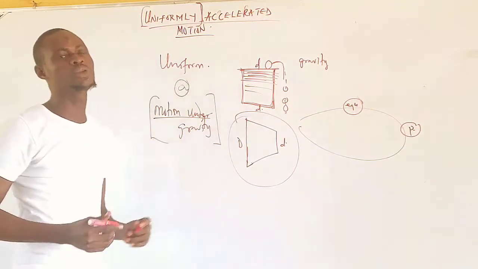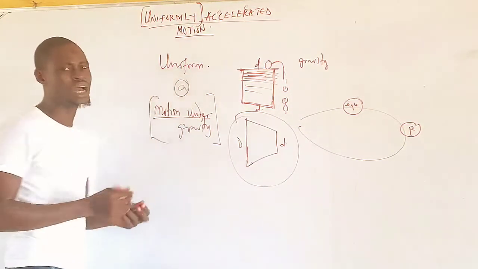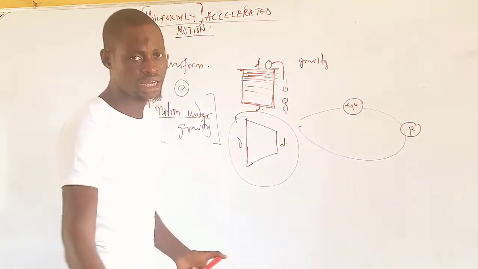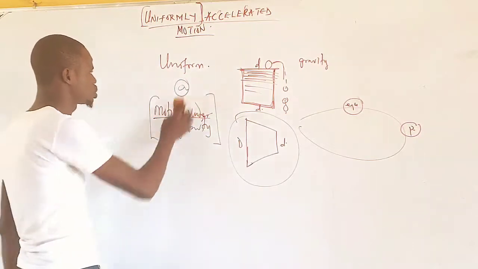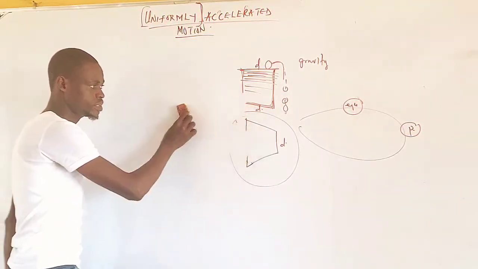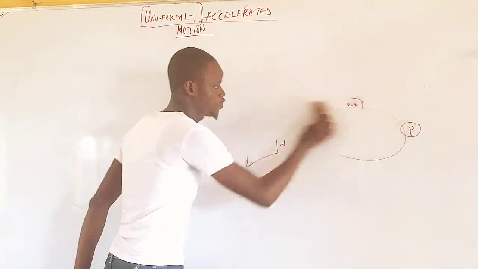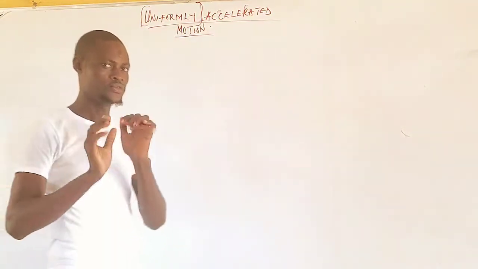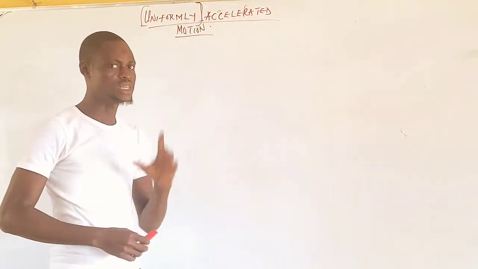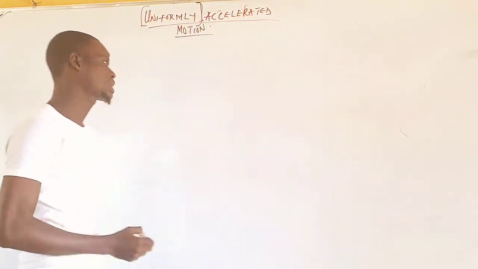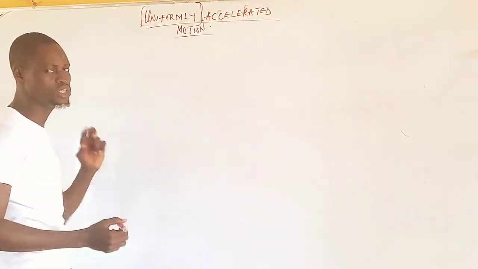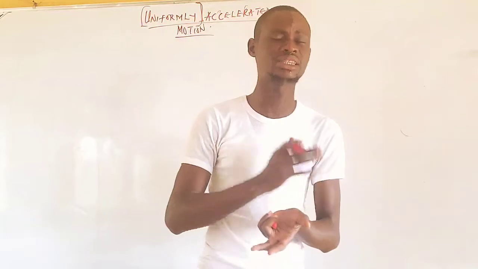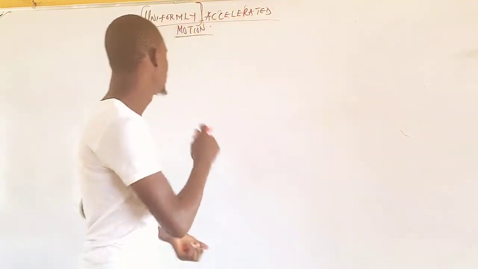Now, today we are going to be taking a look at the equations of uniformly accelerated motion. Normally we have 4 equations of uniformly accelerated motion. Now let's take a look at the equations one by one. I will be explaining some basic things here so that it can cover different syllabi for students that are taking different examinations.